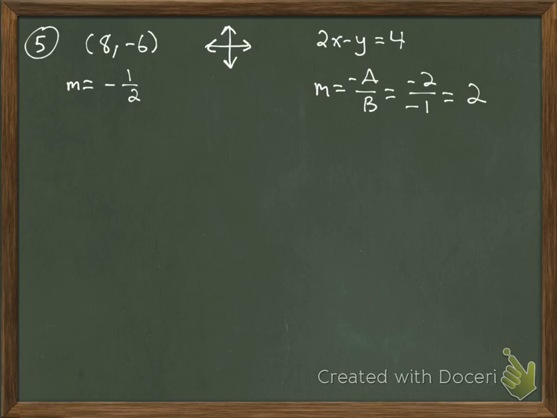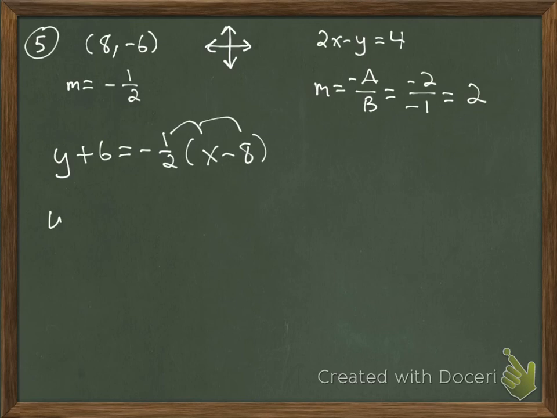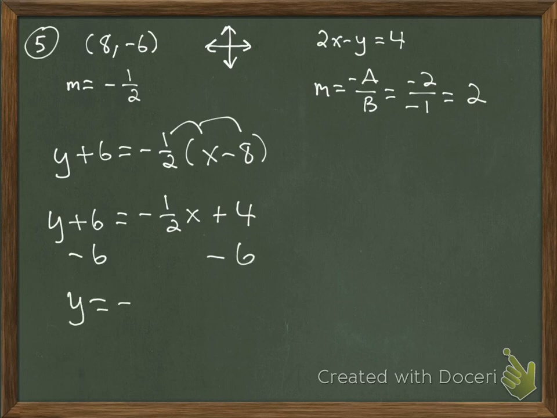Alright, so I'm going to take my point and my slope. I'm going to do point slope form. y minus a -6 will be y plus 6 equals -1/2 x minus 8. Distribute the -1/2. y plus 6 equals -1/2 x plus 4. Subtract 6, subtract 6. y equals -1/2 x minus 2.